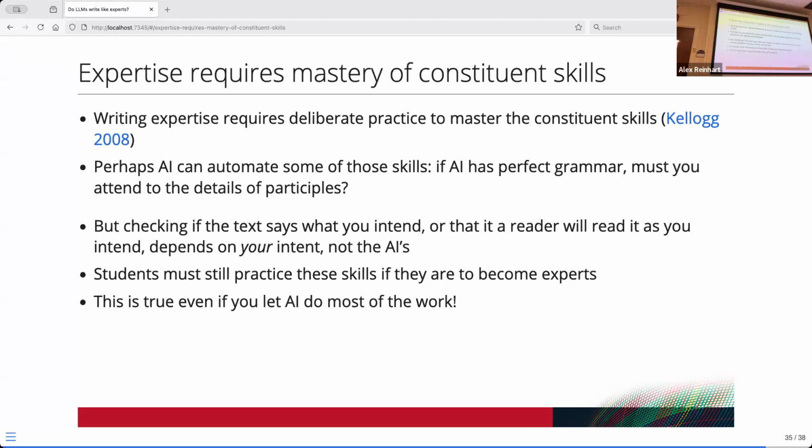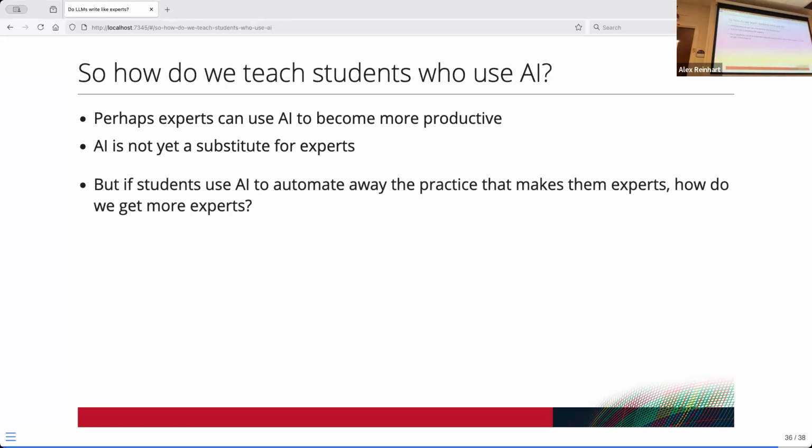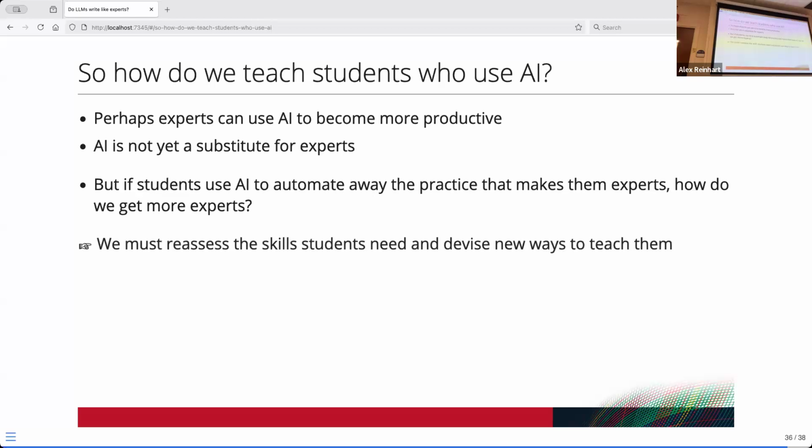So how do we do that? Even if we're going to let AI do all the work for us, we still need that ultimate integration and expertise step. So how do we get there? Maybe an expert can use AI to become more productive, but the AI is not itself a substitute for an expert. So how do we get more experts? How do we do the skill development that our students need to become expert writers or statisticians, data analysts, whatever it is? That's where my answer is, I don't really know. This is what we're going to have to figure out how to do over the next so many years.